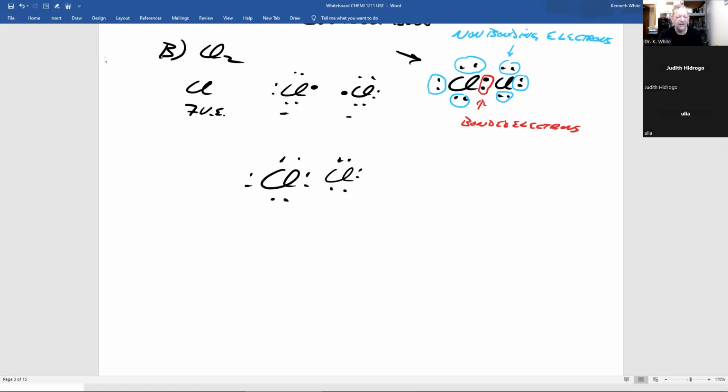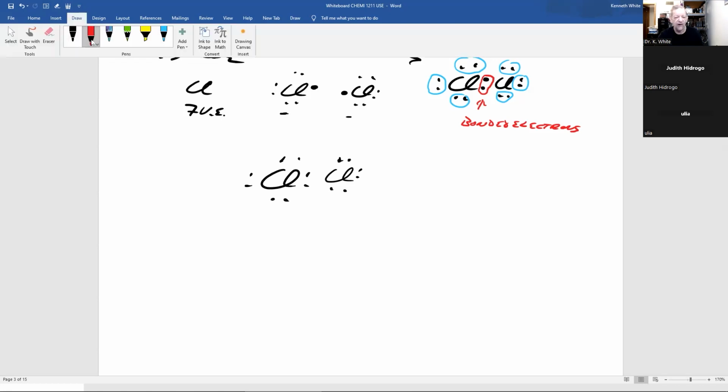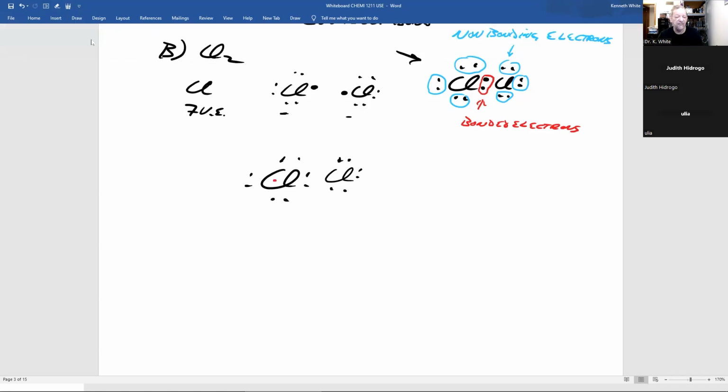Now, the octet rule tells me each atom in a molecule with covalent bonds, or even ionic, but let's just talk about covalent, wants to have 8 valence electrons, so it's stable. And if we look at this molecule, if we look at this chlorine right here, how many valence electrons does it have? Both non-bonding and bonded. And if we look at that, how many dots in that sort of circle I just drew are there? 2, 4, 6, 8. So there's 8 valence electrons in that chlorine.